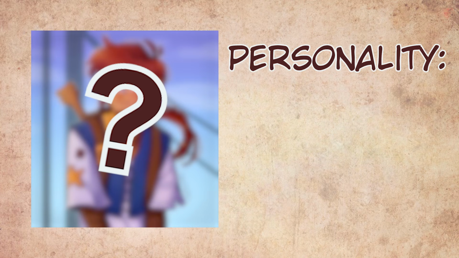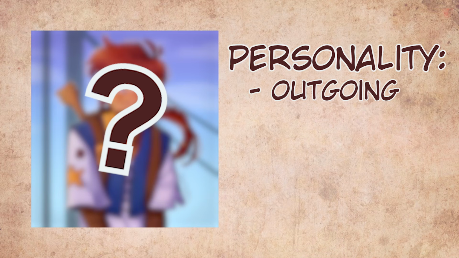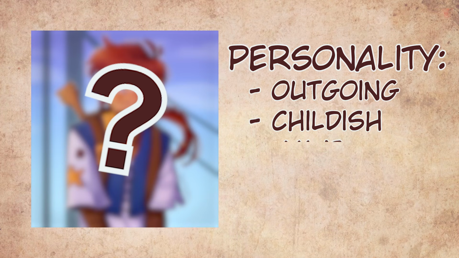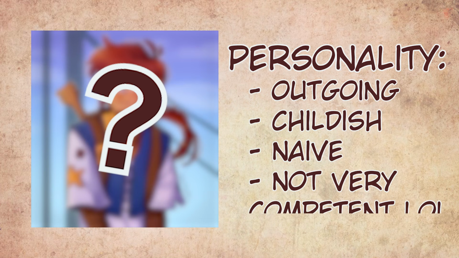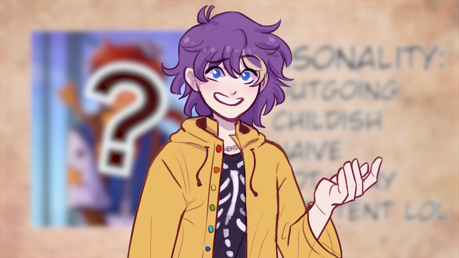And then in terms of personality, as I've been playing the character and I've thought up more about the character, they're outgoing and a little childish and naive and not very competent at a lot of things. That's sort of the personality. And their name is Comet. So with all those things in mind, I was feeling ready to do a proper character design.